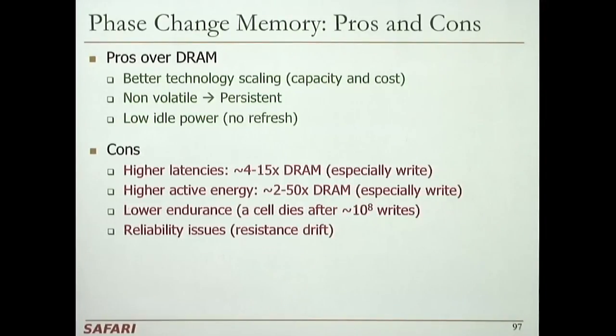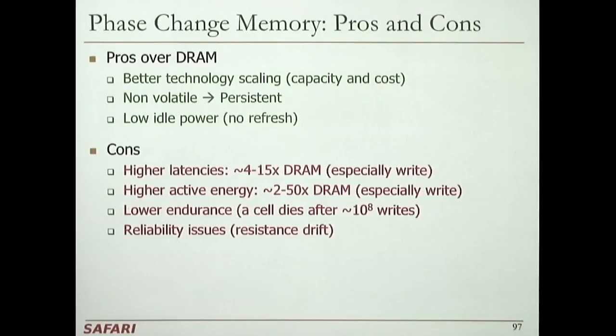So let's, again, take a step back. As an architect, you need to, again, make sense out of this. So what are the pros? What are the greens over DRAM? You get better technology scaling, so hopefully you'll have much better capacity and cost. You get non-volatility, so this could be persistent. So this could replace your hard disk, SSD perhaps, as well as your main memory, maybe. And you get low idle power. The refresh problem goes away, which is good because that's the main scaling problem, as we've discussed with DRAM.